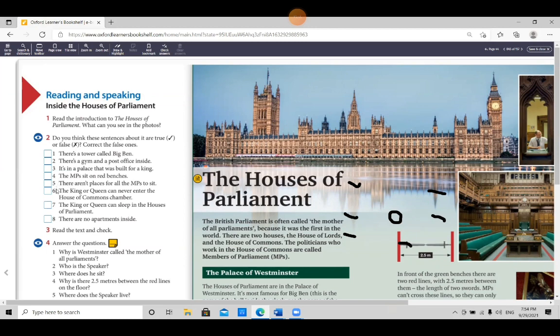The next one, number 5. There aren't places for all the MPs to sit. True. So this is true because sometimes they have to stand for hours. Number 6.